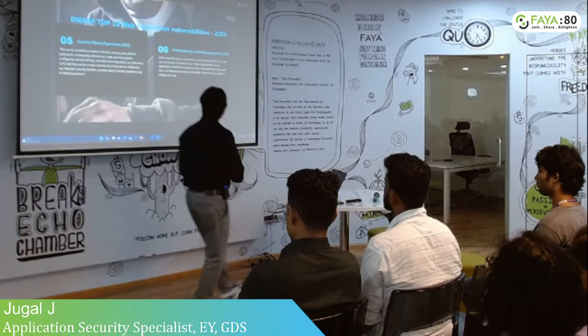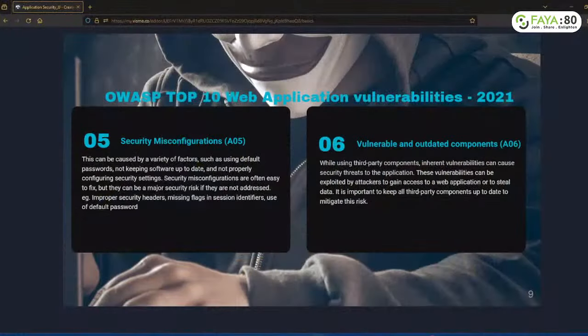And moving on to security misconfiguration. This is again a huge bucket. We'll have a lot of configuration issues. A key example is cookies. Everybody is familiar with cookies, right? If a cookie is not set properly with the right flags, it's exploitable.